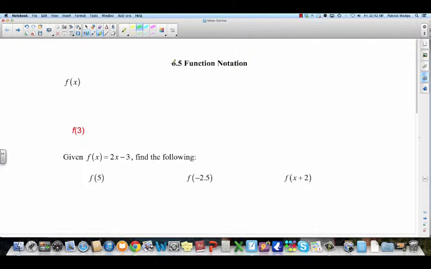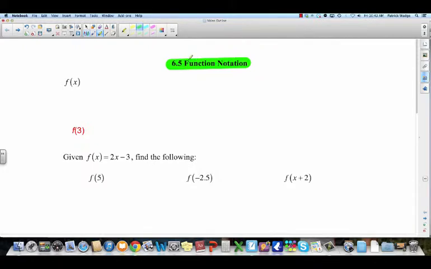Next lesson is 6.5, which is on function notation, and it's a little strange that we've waited until now to do this because we did functions a couple chapters ago, but for whatever reason your workbook waited until now to introduce functions. I might do this differently next year, but it's the first time I've ever used the book, so I didn't know they were going to wait so long.